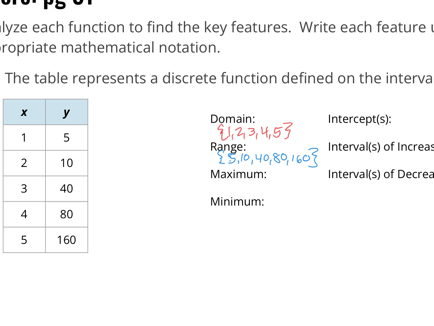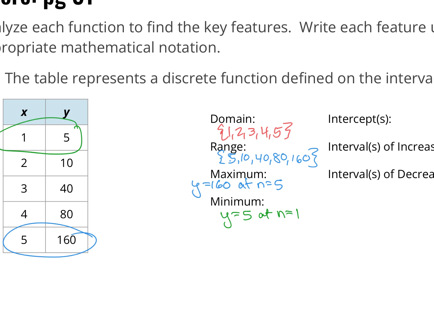Let's talk about the maximum. Our maximum, what's the highest? We're looking at y values. It's y equals 160. Where does that happen? It's where x, or the number that we put in, is 5. So this is our maximum, and notice it's this point here. Where is our minimum? Our minimum is y equals 5, where the number we put into the function is 1, and that's this piece down here.